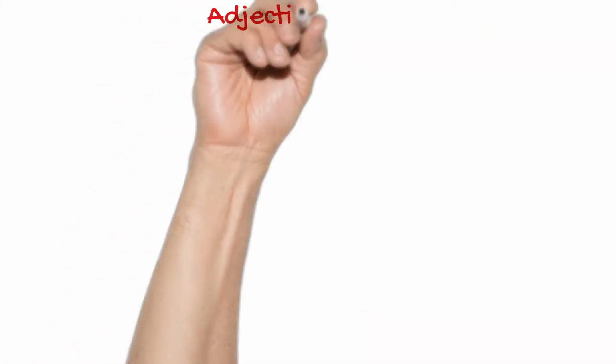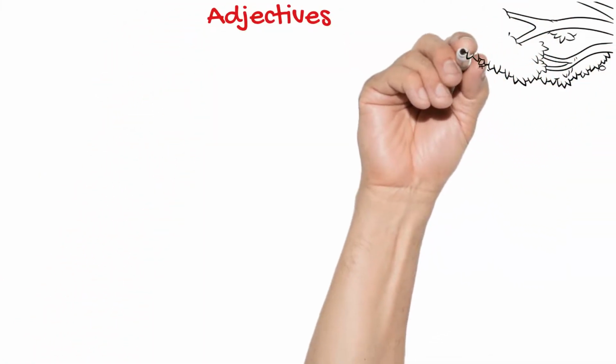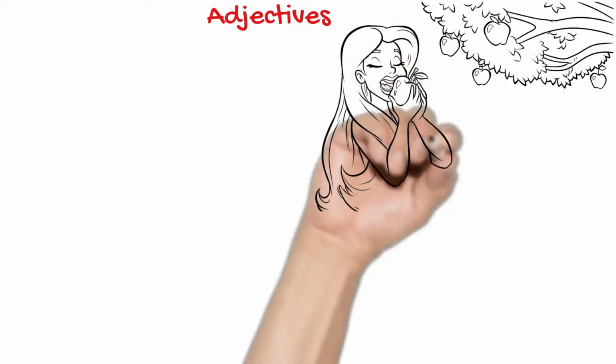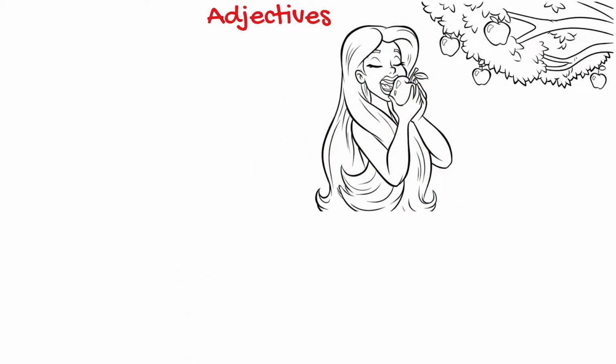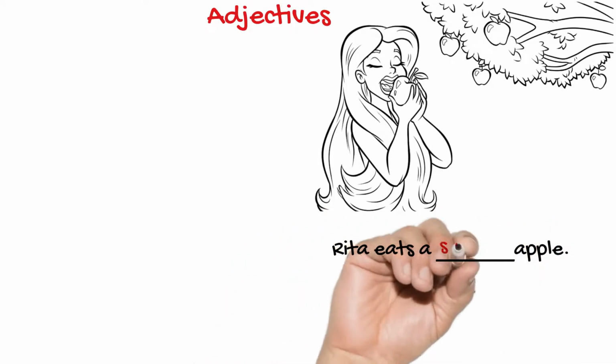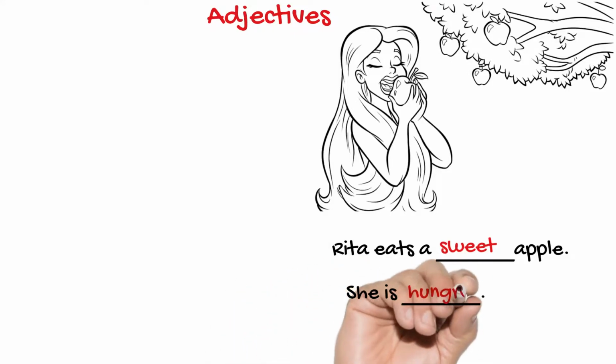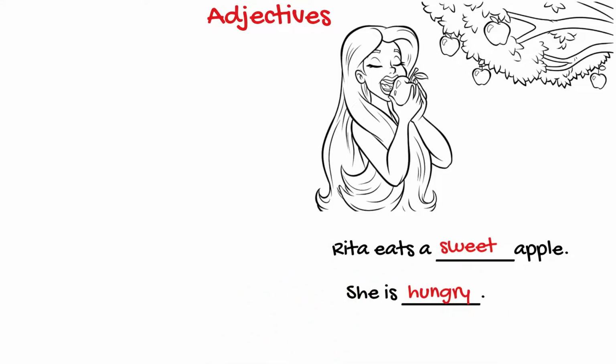Adjectives are those words that modify or describe a person, place or thing. In other words, adjectives always modify or describe nouns or pronouns. For example, Rita eats a sweet apple. The word sweet says what type of apple Rita eats. She is hungry. Here the word hungry describes the pronoun she. There are varieties of adjectives in English language where categorization depends upon different perspectives.